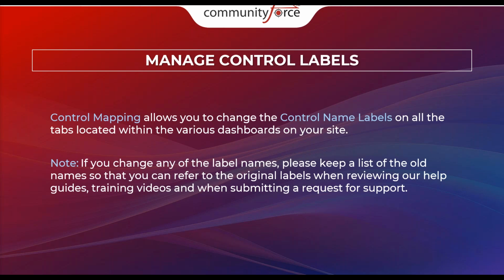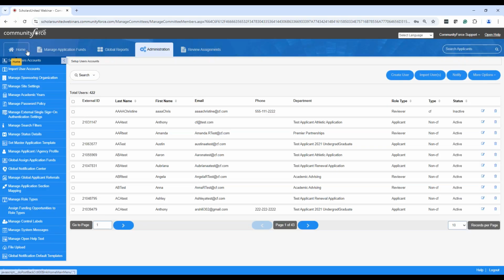The next item is managing control labels. So what are control labels? Control labels are, when you're looking at your site, these items up here, these tabs. These are the tabs. All of these items right here are considered control labels. You have the ability to change the name on the control labels that are out there.